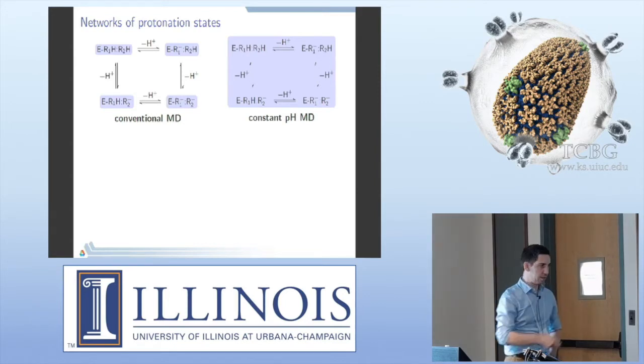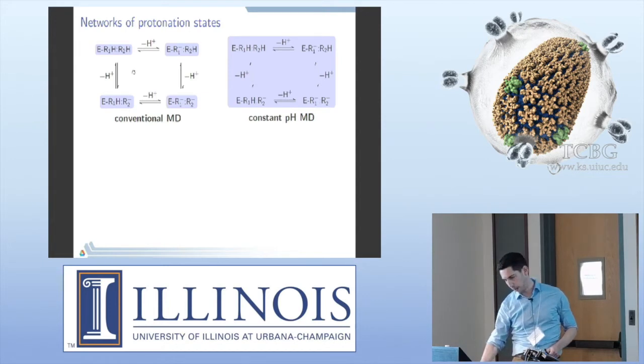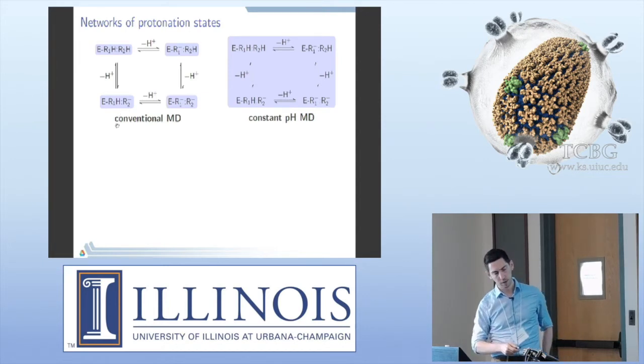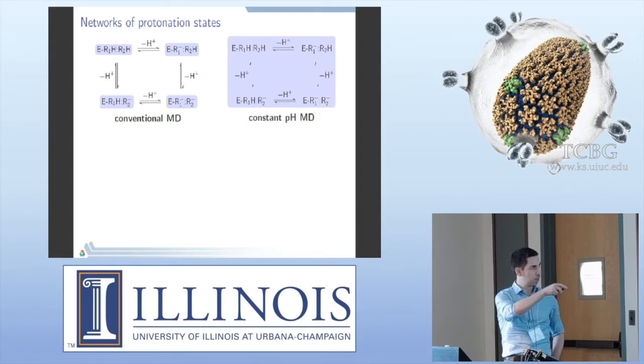You can think of this then as describing a network of different states for the protein. So in a conventional MD simulation, you would probably just pick one of these to simulate, or maybe a set of them, and you would fix where the protons are beforehand, and you would run a simulation. So each of these little boxes here might represent the space of a conventional MD simulation and a fixed ensemble. Whereas constant pH will now combine all of these together and actually interchange between them and sample them all collectively.